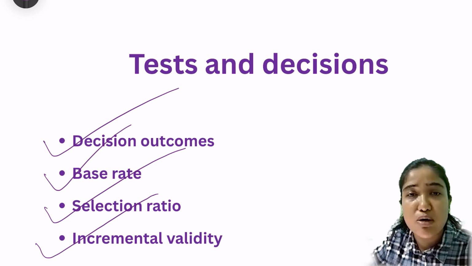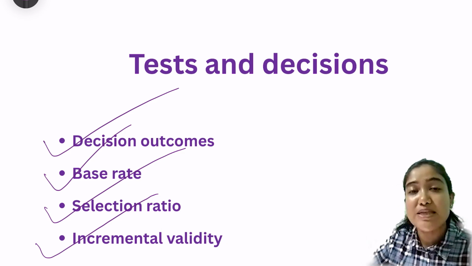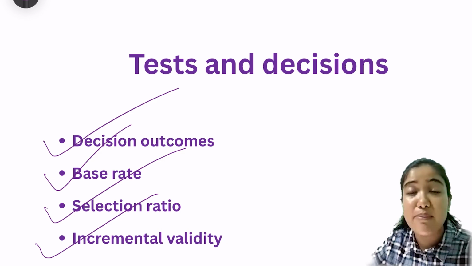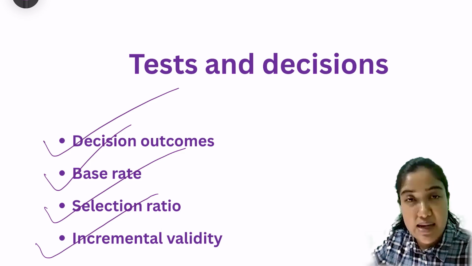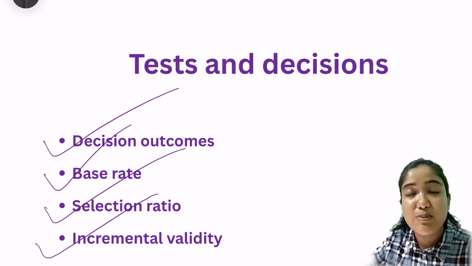So we can say that decision outcomes show how well a test minimizes classification error. Base rate and selection ratio set the context in which the test is applied. Incremental validity ensures that the test meaningfully improves the accuracy of decisions. To wrap that up, test construction is a step-by-step scientific process that ensures our tools are reliable, valid, and fair. From scaling and item writing to analysis, revision, and finally publication, every stage plays a vital role. And remember, the ultimate purpose of these tests is not just measurement, but guiding real-world decisions in many fields.